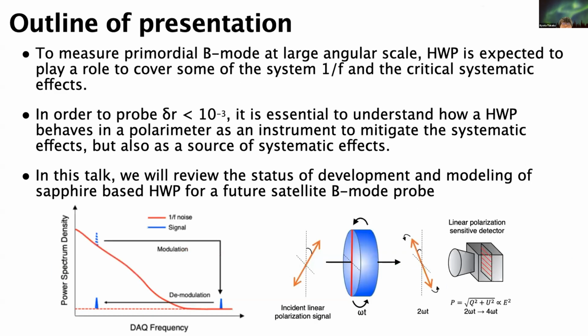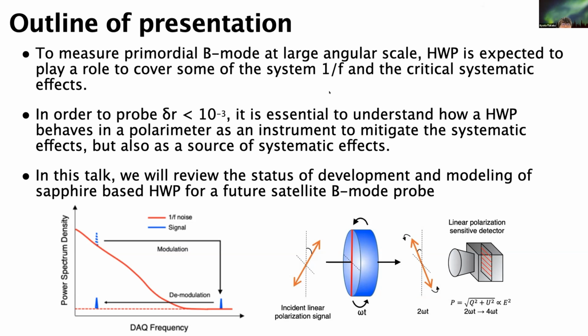So I will start with a short introduction. Maybe you know it well. To measure the primordial B-mode at large angular scales, the half-wave plate is expected to play a role in mitigating 1/f noise and critical systematic effects. In order to probe the B-mode precisely, for example, delta r less than 10 to the minus 3, which is the goal of LiteBIRD.